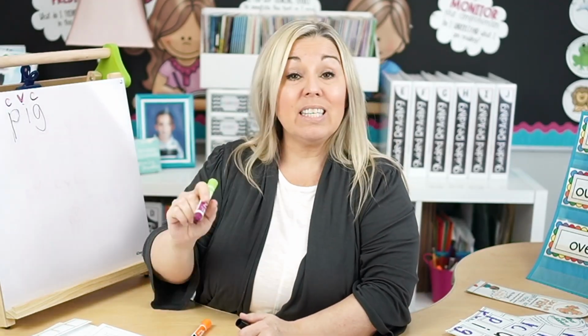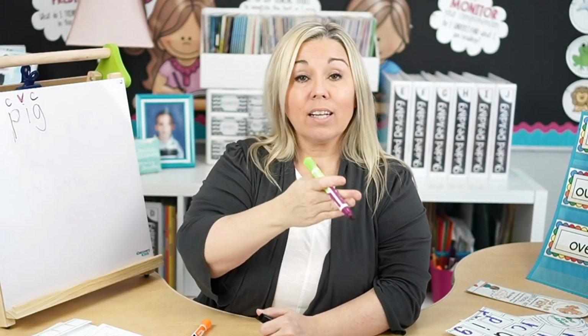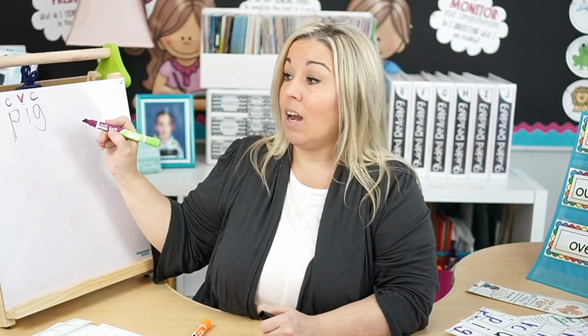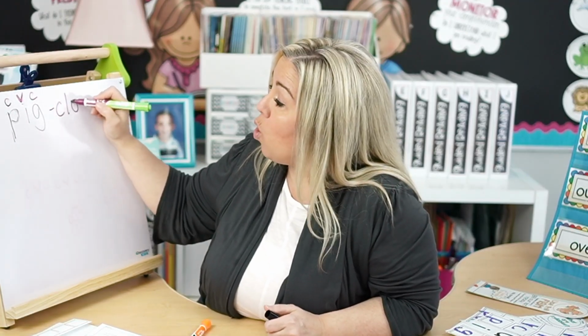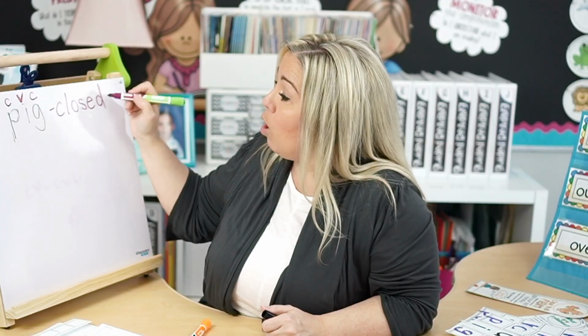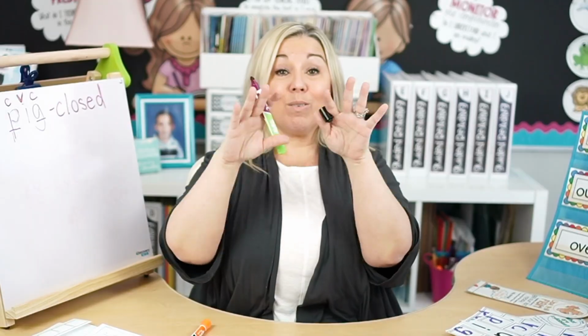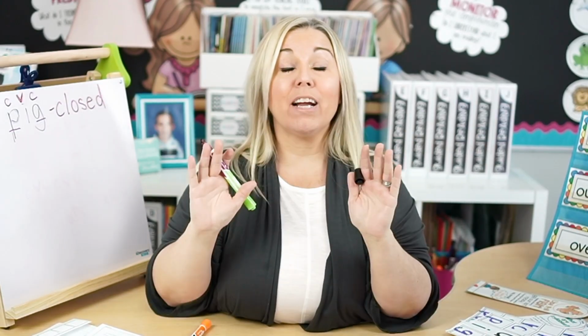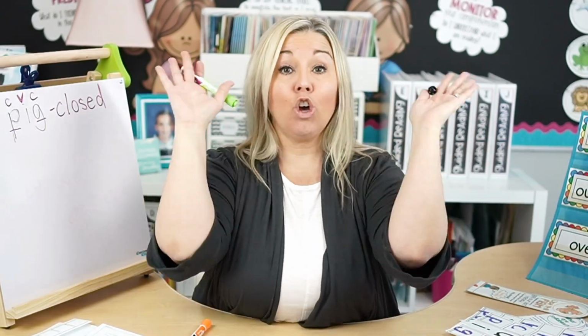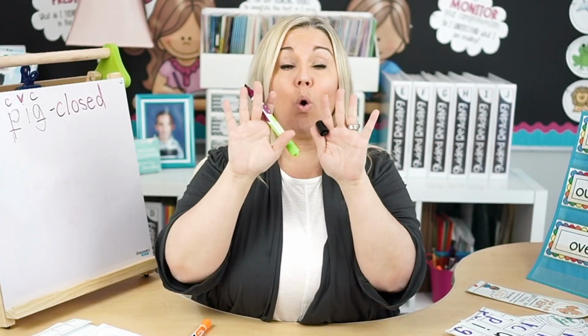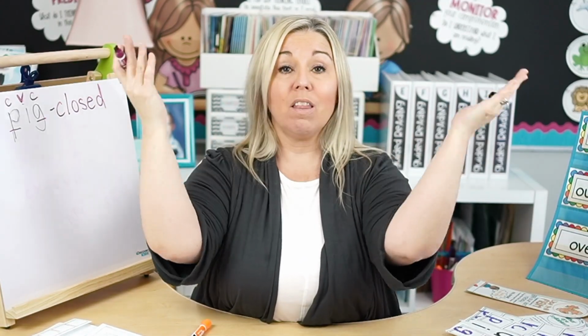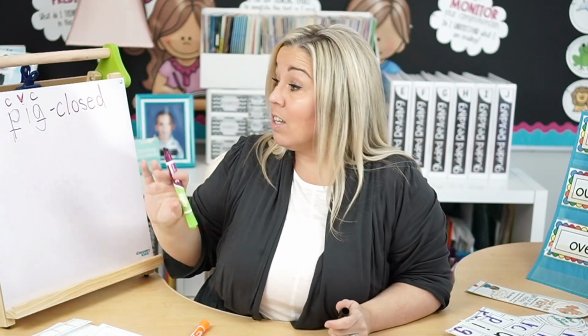We call this a CVC word, consonant, vowel, consonant. This is a closed syllable because it's closed in. The vowel sound is closed in by two consonants. It's closed in, like two doors, right? The vowel sound is closed in. This is called a closed syllable, right?